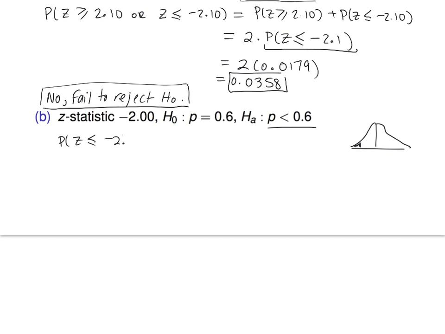So what's the chances that Z is less than -2? What probability do you get for that? 0.0228. Is this small enough? If our rejection level is 0.01, this is not small enough. And as a result, you fail to reject H0.